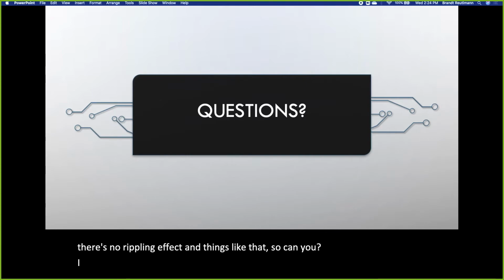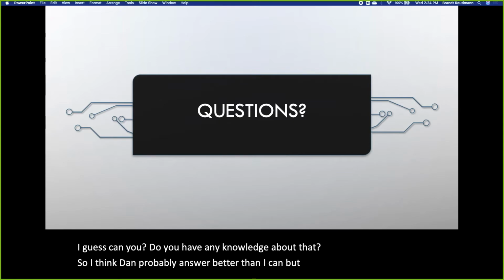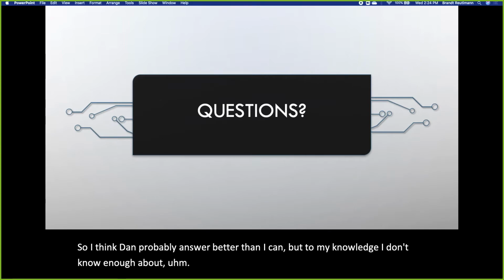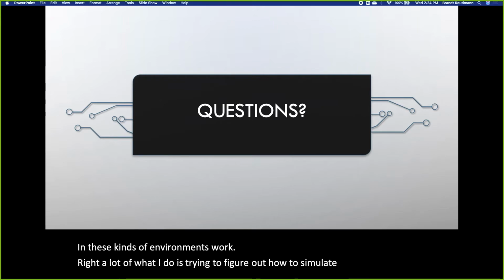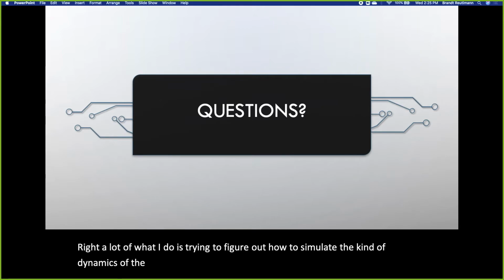Do you have any knowledge about that? So I think Dan can probably answer better than I can, but I don't know enough about the way that people in these kinds of environments work. A lot of what I do is trying to figure out how to simulate the dynamics of the systems and the cybersecurity standpoint, but I think maybe Dan can answer that better.